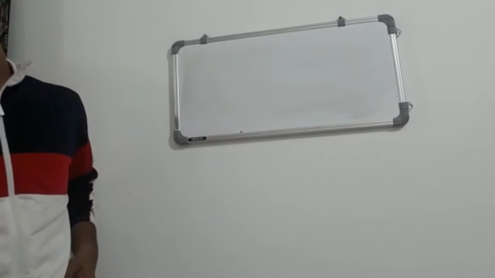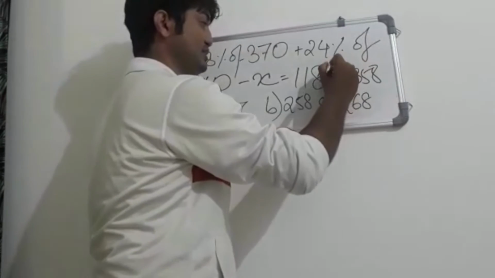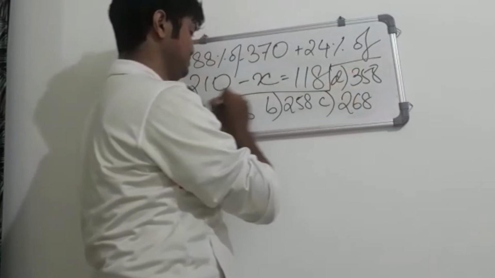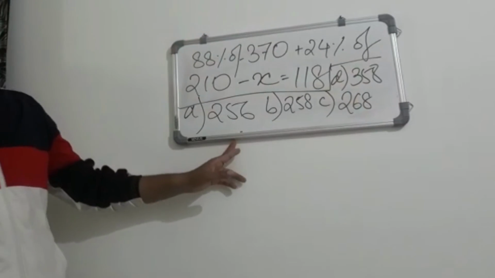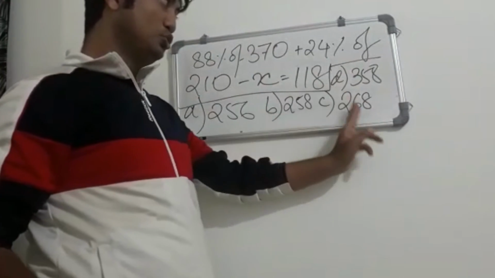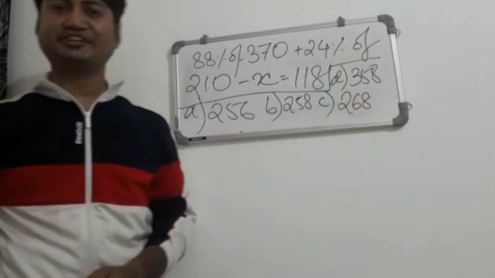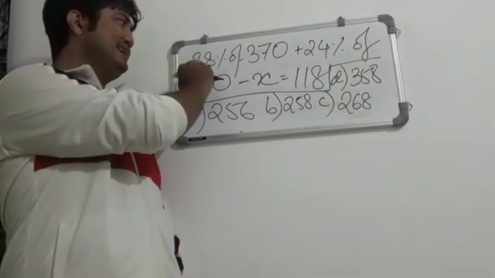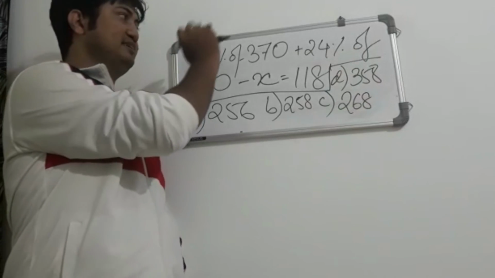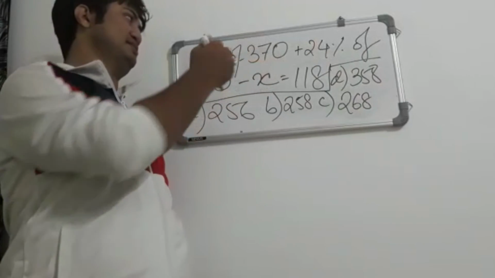Okay, so the question is, so the options are here: 256, 258, 268, 358. Okay, give it a shot, try it yourself. The only trick is 88% treated as 88 by 100 and 24% treated as 24 by 100, and that's the rule that you can apply.